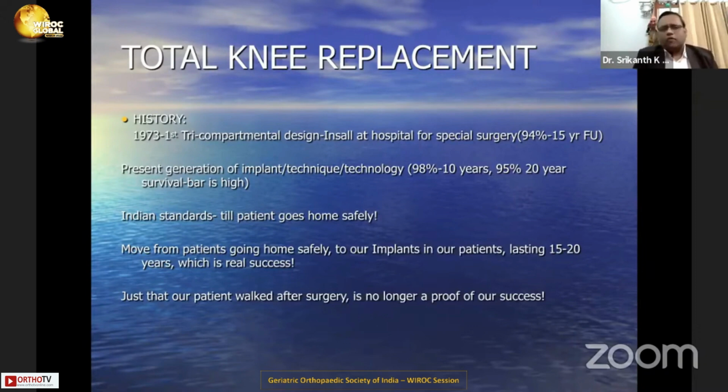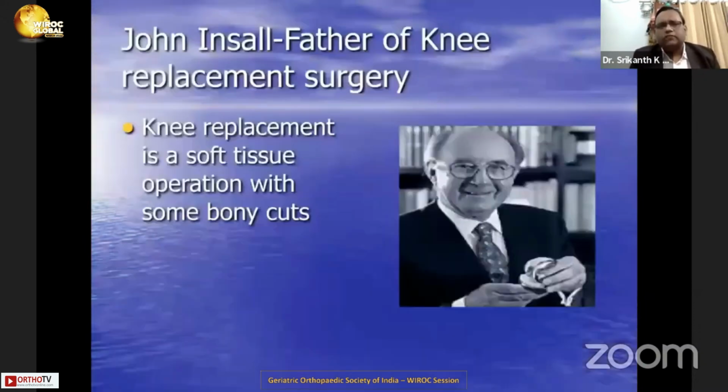So the Indian standard has always been to do a safe surgery and take our patients home. But I think we need to move away from those standards to our implants lasting in our patients for 15, 20 years, which is real success. Just that our patients walked after surgery is no longer a proof of our success, but implant longevity is a proof of a successful procedure.